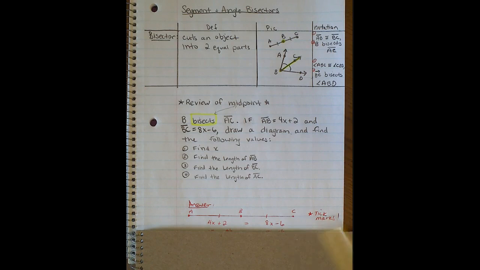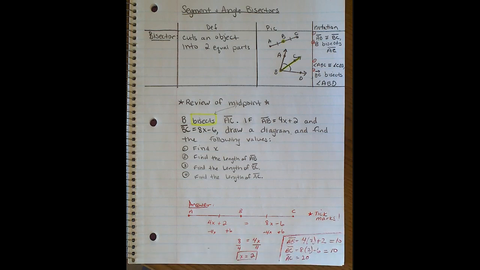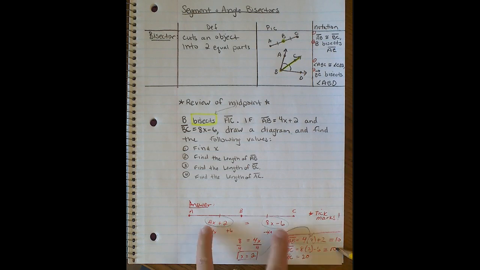And since they are congruent, I can set their expressions equal to one another. I can go through and start combining my like terms. Once I get my value for x, plug it back into each of the expressions that was given. You guys remember doing this question way back with our midpoint notes. I'm going to plug x in to check. They should come out to be equal because they are equal. And then to find the total, just add them together.